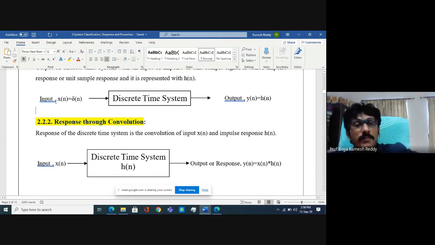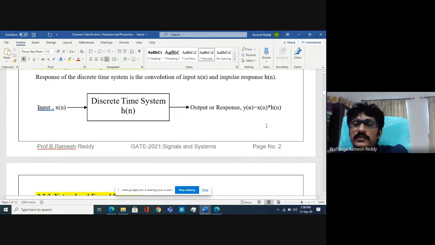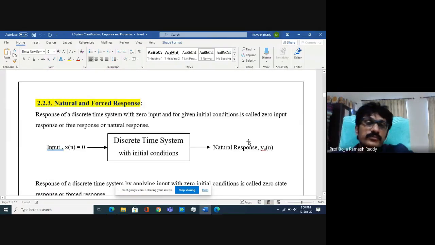First apply the impulse signal as input and evaluate the output. Call it the impulse response. Now take the convolution of the original input, whatever you are giving as input to the system, x of n, and the impulse response h of n. Take the convolution of those two. So the response of a system, y of n, is equal to x of n convolved with h of n. This is the formula used to evaluate the response of a system.